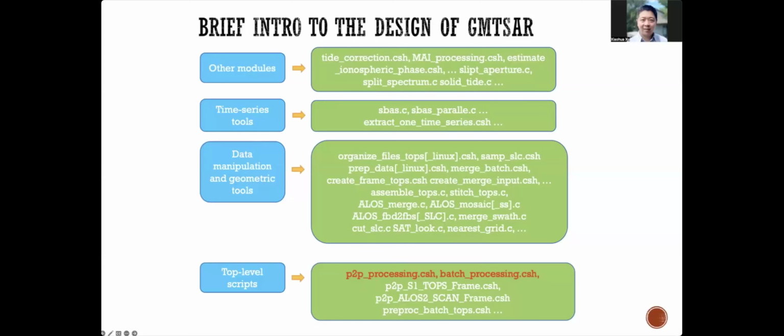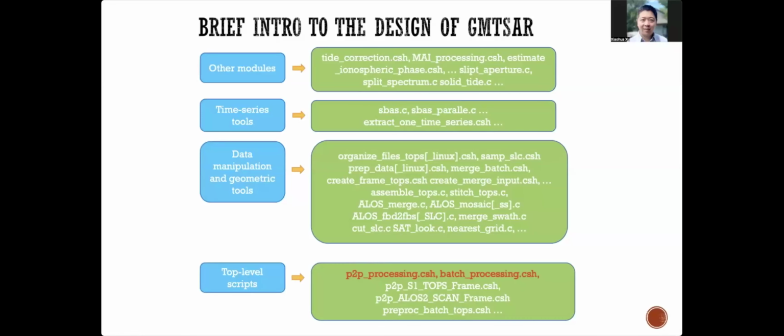And lastly, we have what we call the top-level scripts, which are used the most, I think. They basically call the modules mentioned above to finish the processing. And if you have tried some of the example data sets, you probably have noticed that this p2p_processing C shell script is in almost every one of them. We do have other top-level scripts to deal with frame-wise processing, such as for Sentinel data or for ALOS2 data. But in fact, inside of them, they are just calling this p2p_processing again and again.